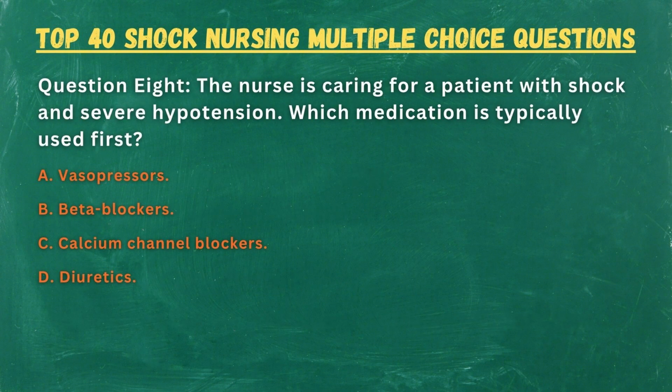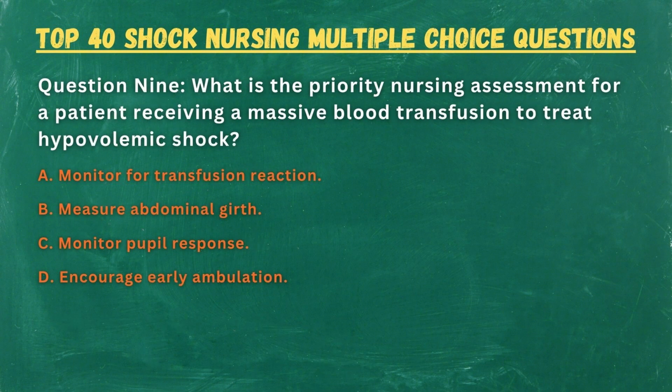Question 8. The nurse is caring for a patient with shock and severe hypotension. Which medication is typically used first? A. Vasopressors. B. Beta blockers. C. Calcium channel blockers. D. Diuretics. Answer. A. Vasopressors.